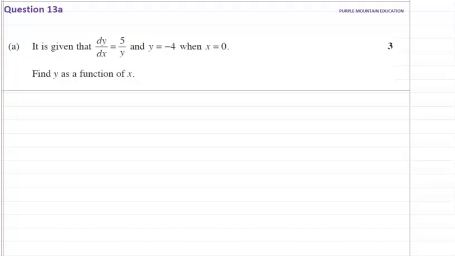Question 13a, it is given that dy/dx equals 5/y and y equals minus 4 when x equals 0. Find y as a function of x. Pause here to try yourself.